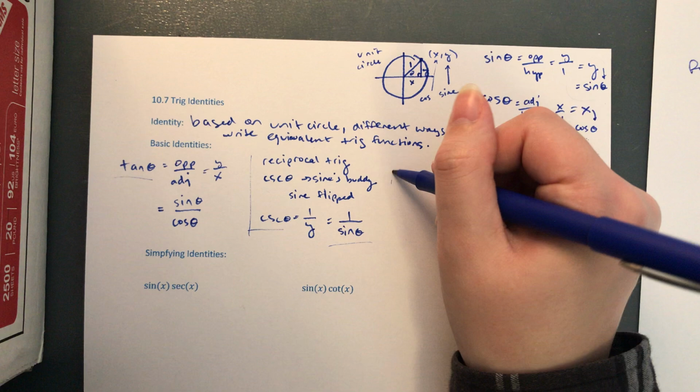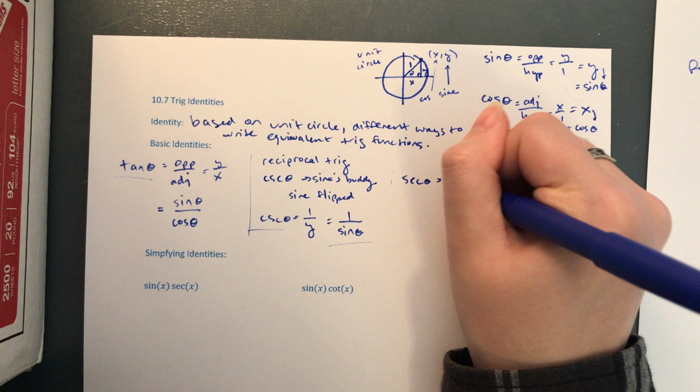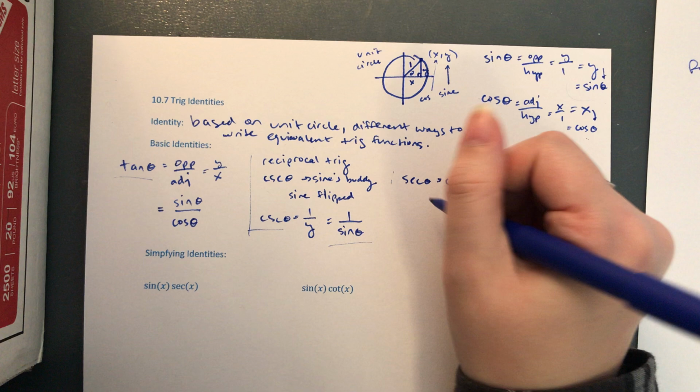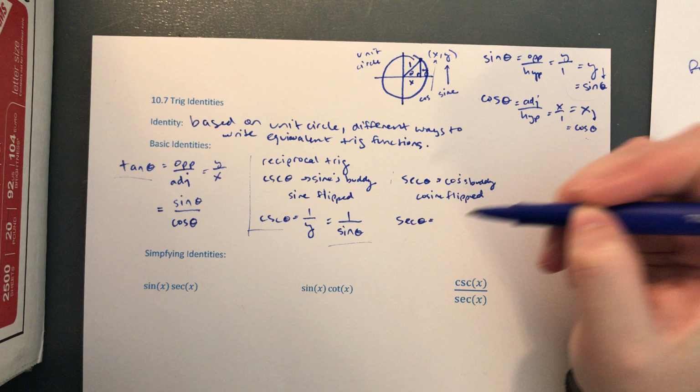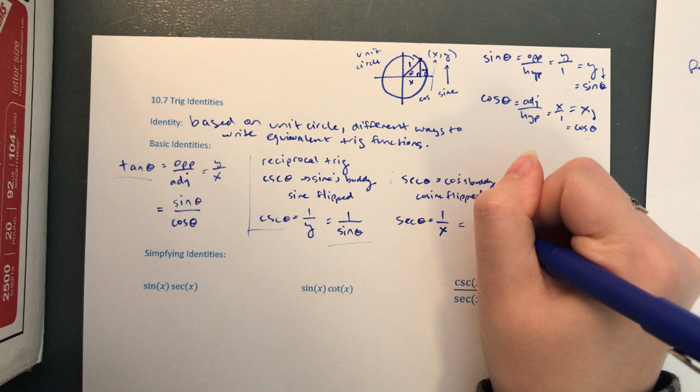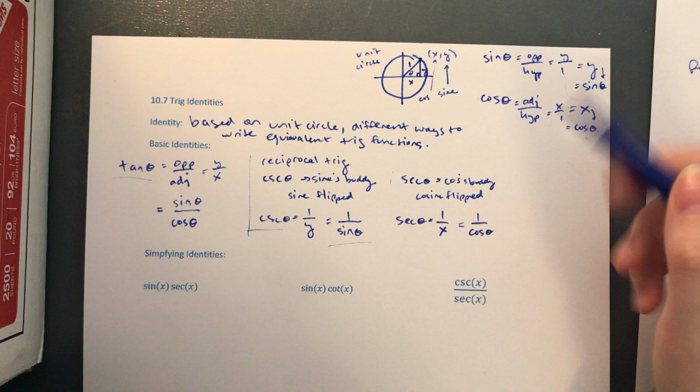Next up is secant theta. That's cosine's buddy. Secant is cosine flipped. Cosine is x over 1, so secant would be 1 over x. And we know x is really cosine. So secant theta is 1 over cosine theta. So anytime we see 1 over cosine theta or secant, we can replace them with each other.